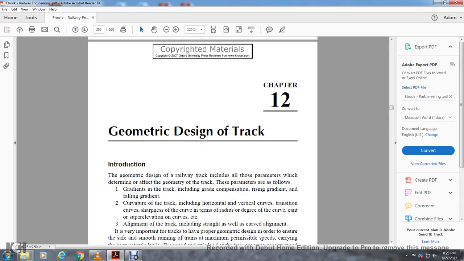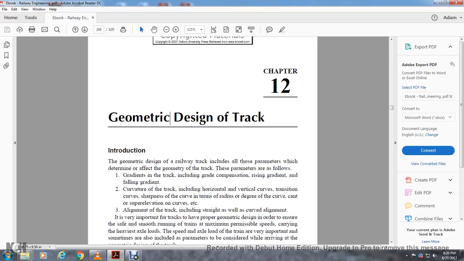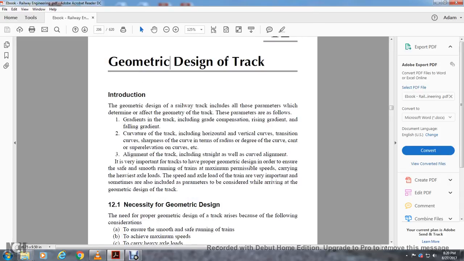A proper geometric design is needed in order to ensure the safe, smooth running of the train, the maximum permissible speed, and carrying the heaviest axle load of the train, which is very important. Sometimes other parameters are also considered while arriving at the geometrical design of the track.